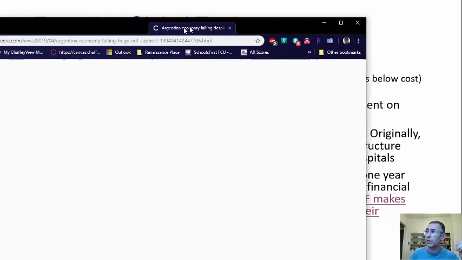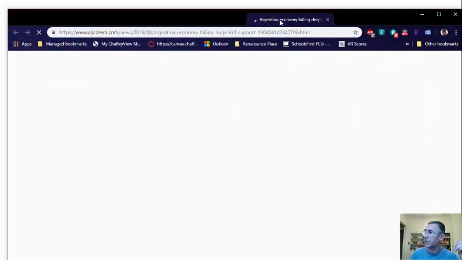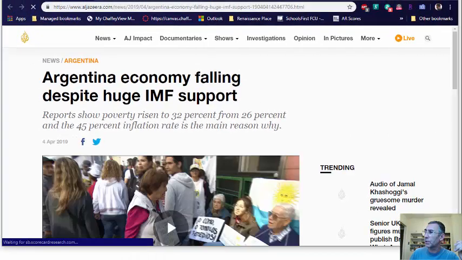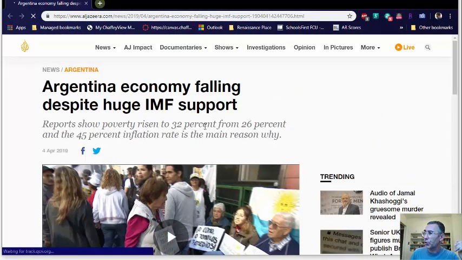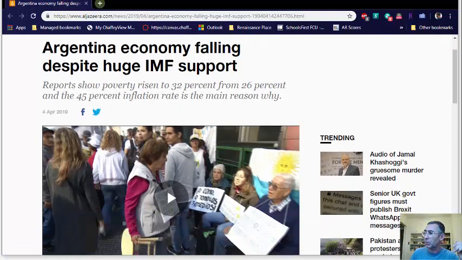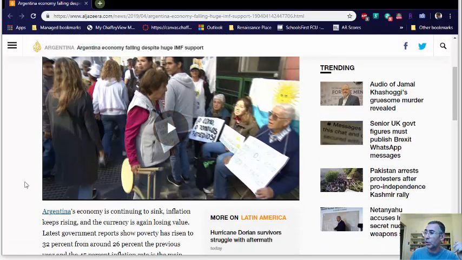And right now there is one like that, and that is Argentina. Argentina is having real issues. I don't know if you guys are following, but poverty has risen to 32% from 26%, and the 45% inflation rate is the main reason why. Argentina is in a crisis.